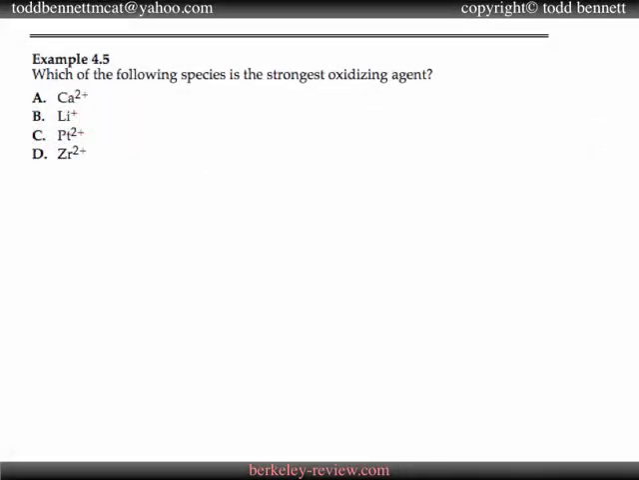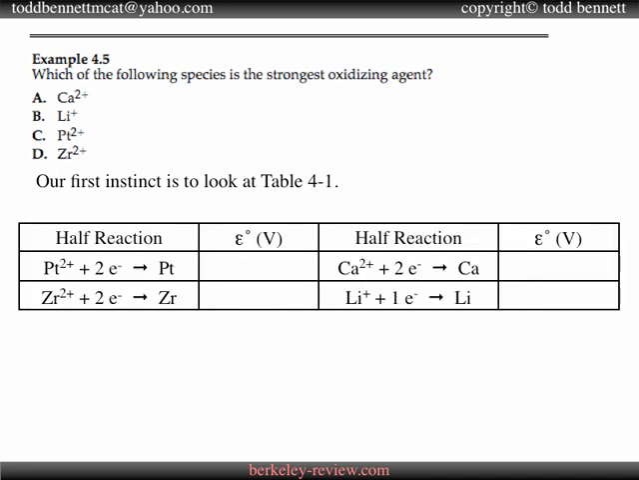This one's harder because I asked for things that are not in table 4.1. So the table is great. It's going to help us get through everything. But this one, there are no entries in table 4.1, so we have to do it from a different standpoint. This is a reiteration of what I just did earlier, the periodic trends approach.